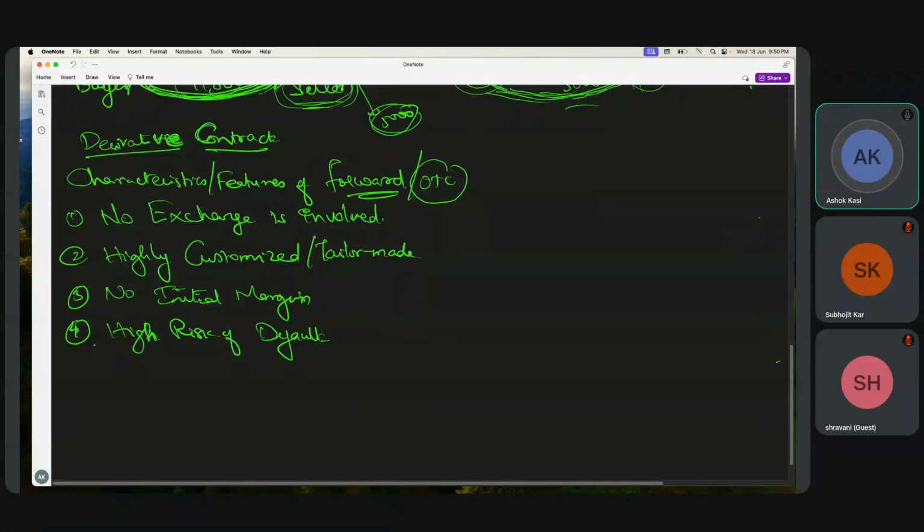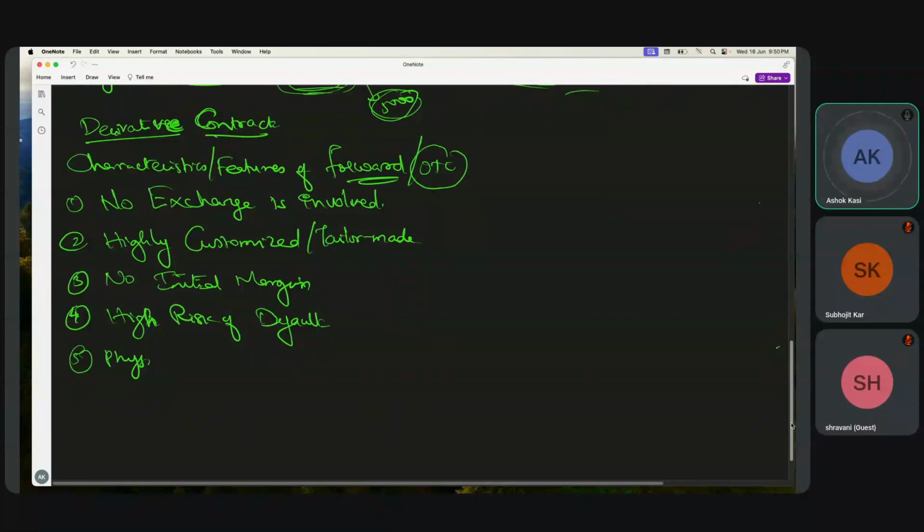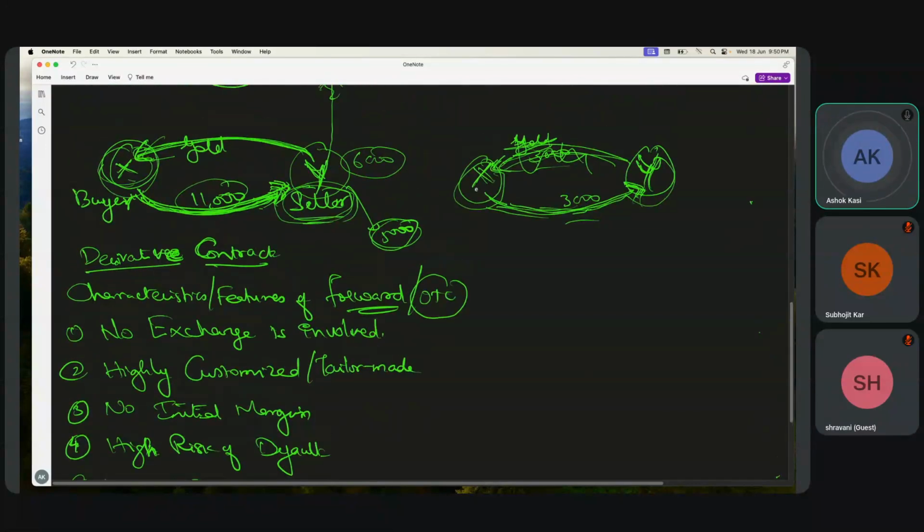Then next one, physical settlement. What do you mean by this physical settlement? Physical settlement means on the day of expiry, Mr. X will actually pay cash and Mr. Y will actually pay the underlying asset. Now you might wonder, yeah, but that's how it is supposed to happen. Yes, but it can be settled in other ways also, that you will see in some time. This is called physical settlement.